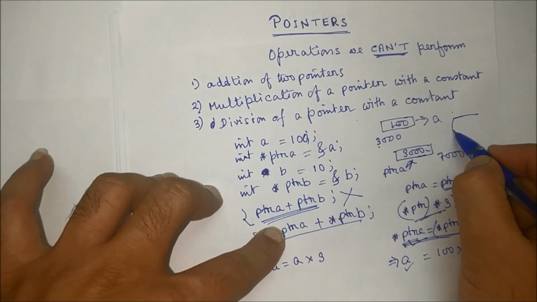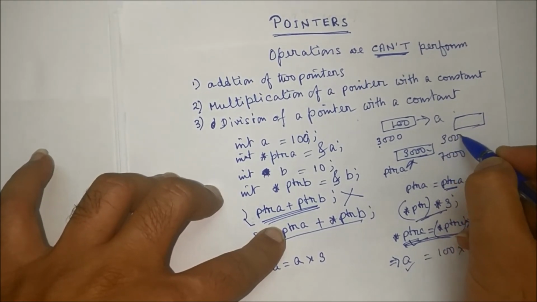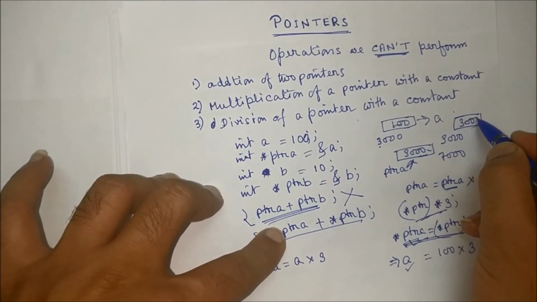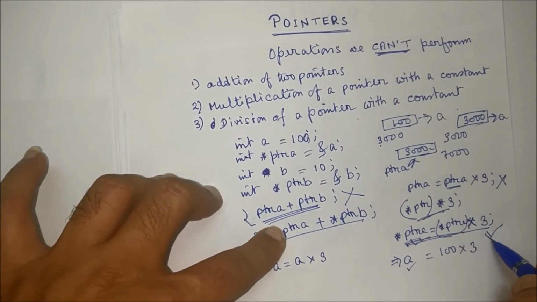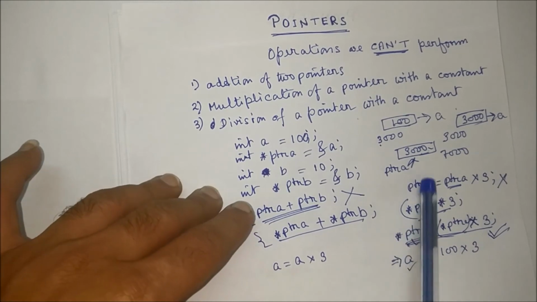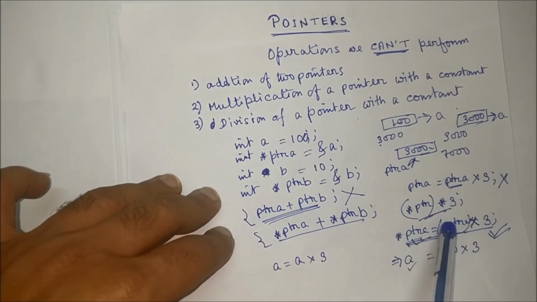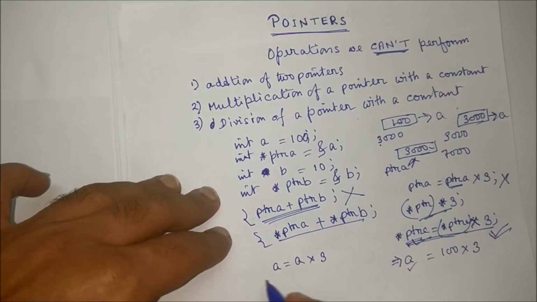So what will happen? In the 3000 location, instead of 100, 300 will be getting stored here. So this will be the new value of A. So this statement is allowed to perform. So there is a difference between the pointer operation in terms of multiplication.